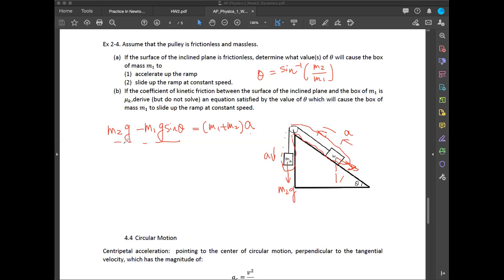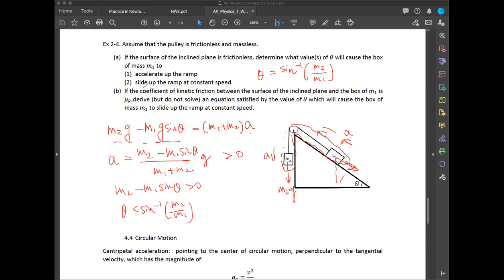Based on that, I can get a equals (M2 minus M1 sine theta) over (M1 plus M2) times g. You just rearrange it. To accelerate upward, A has to be positive, as we define it this way. So M2 minus M1 sine theta should be a positive value, and that leads to this result: theta should be less than sine inverse of M2 over M1.